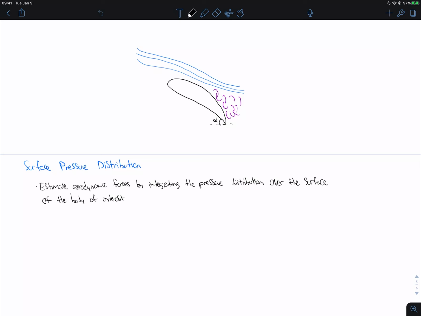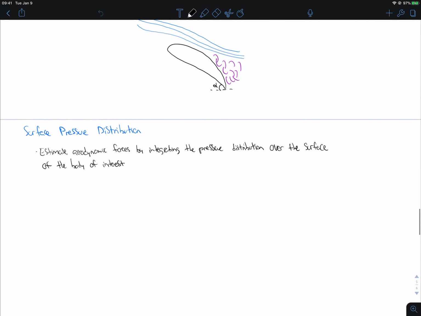Okay, so we're finally on the last topic for this lecture. We talked about quite a lot of stuff in this lab. It is a pretty long and complicated lab, so there's a lot to discuss. Okay, so the surface pressure distribution.